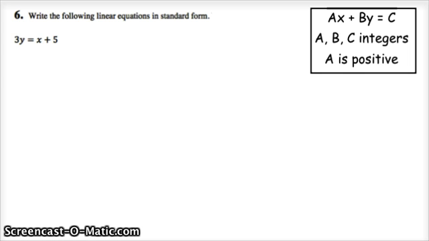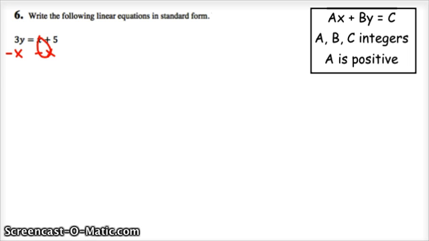So you'll notice the first thing is that in my 3y equals x plus 5, the variables x and y are on different sides of the equation. In our pattern, x and y are on the same side. So the first thing I'm going to do is subtract x from both sides. That way my x term moves from my right-hand side to my left-hand side. X minus x is 0. And now I have 3y and a negative x.